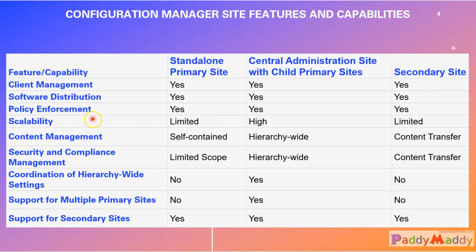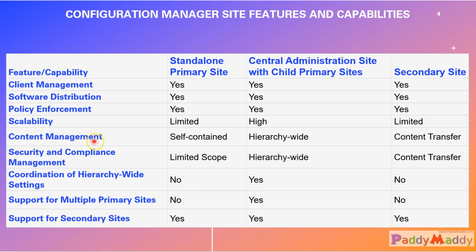Coming to scalability, it is talking about a high number of clients. Can we go ahead and scale it, so that if this goes down, the other one takes over, or some such kind of scalability? No, that's not possible with the standalone primary, because it's just one site, right? Whereas the CAS can have multiple child primary sites, so you have the highest scalability options. And the same thing goes for the secondary site. It's also very limited because it just depends on one site, whereas the CAS has multiple scalability options.